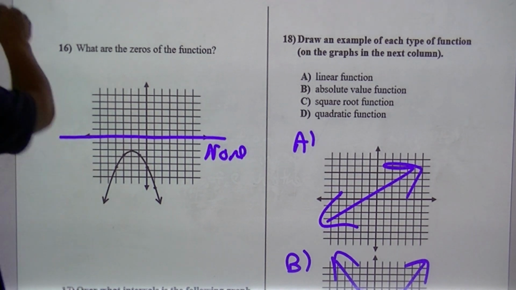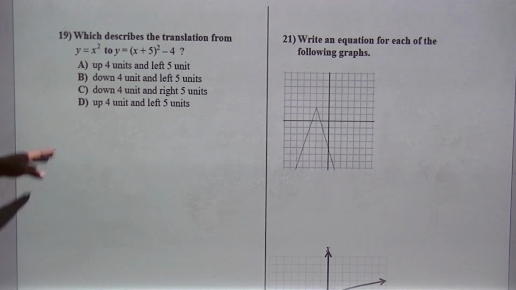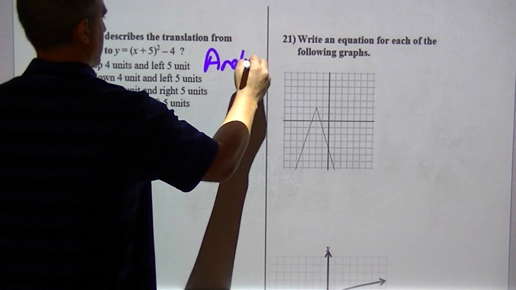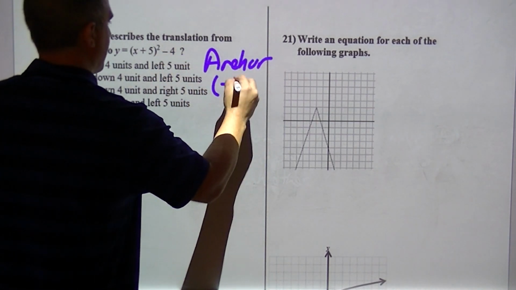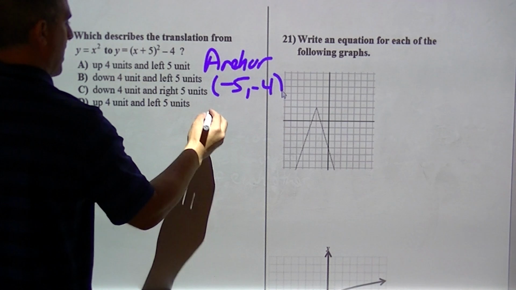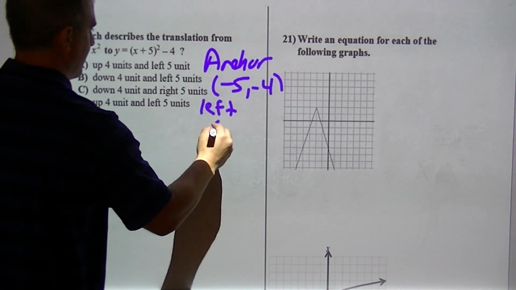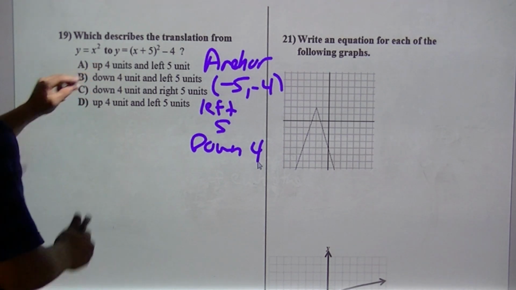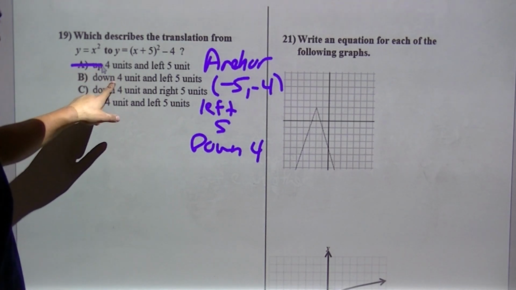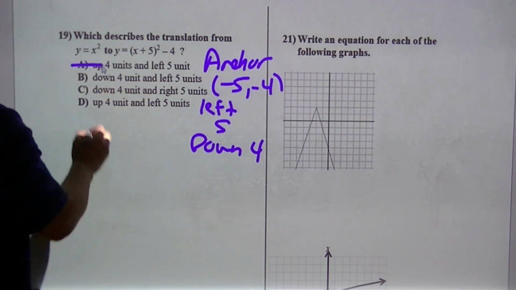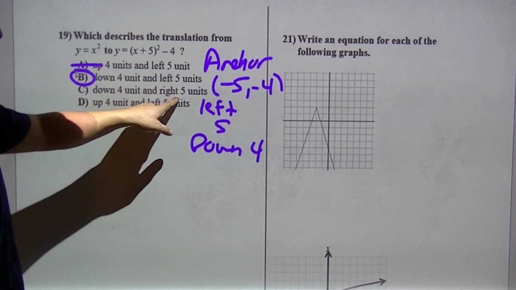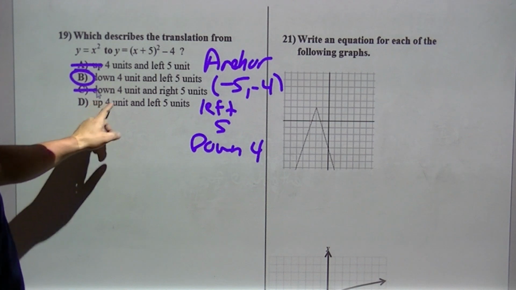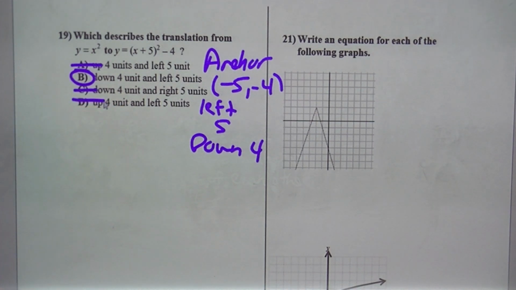Did I miss a problem here? No, that's 18. All right, we're going to 19. Describe the transformation. All you need is the anchor point. My anchor point here would be -5, -4. So how would I graph that? Left 5, down 4. All right, well, let's find the one that matches. Well, up, no good. Down 4, that's good. Left 5, that's fantastic. That's going to be it. Down 4, right, no good. All right, right, up 4. We didn't go up, so that's why that one's no good.